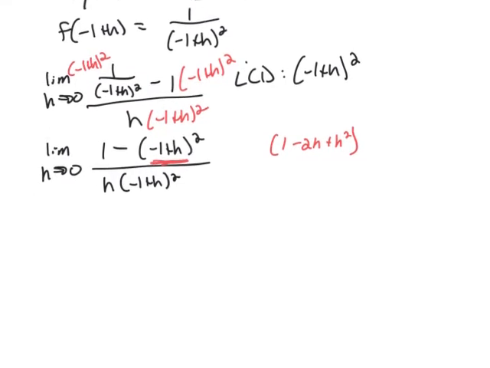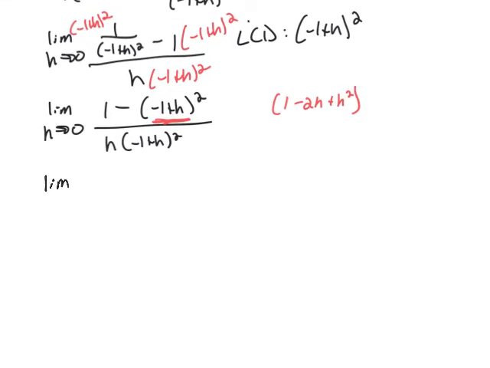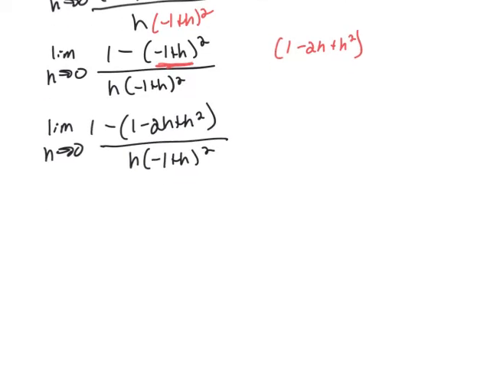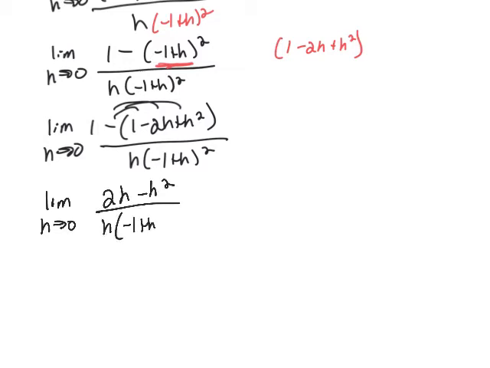And I have, scrolling up, the limit as h approaches 0 of 1 minus, in parentheses, 1 minus 2h plus h squared. When I distribute the negative, my 1's are going to subtract. Oh, I've got to keep my denominator. Don't want to forget that. So I have 1 minus 1, and then when I distribute that -1 in here, I'm going to end up with 2h minus h squared all over h times -1 plus h squared.